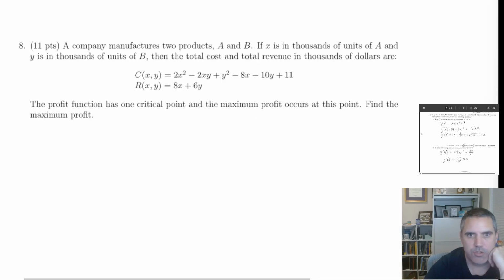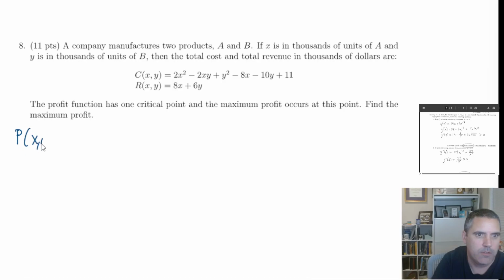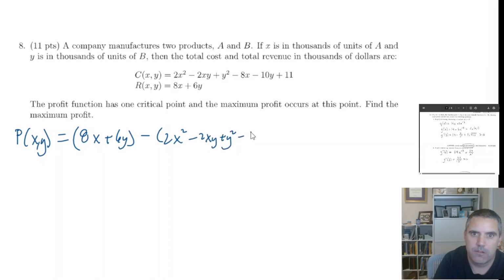Okay, then we had this question, which said, find the critical point of the profit. So first step is you have to write down the profit function, which is revenue minus cost. And then distribute.